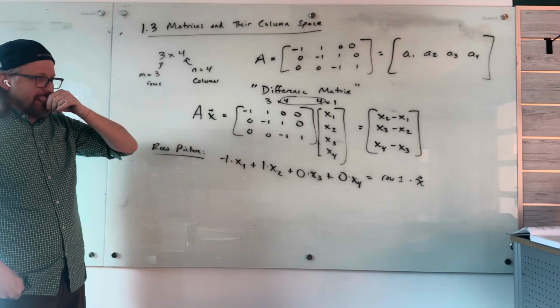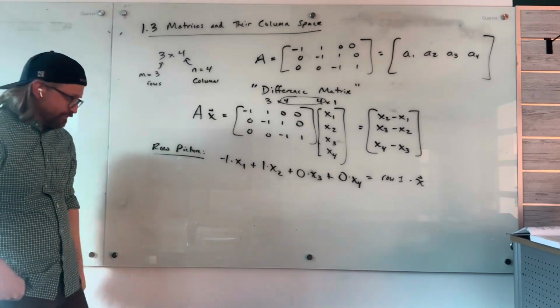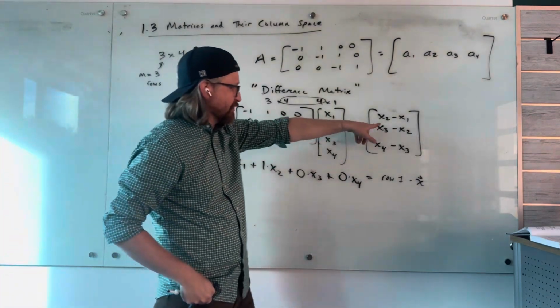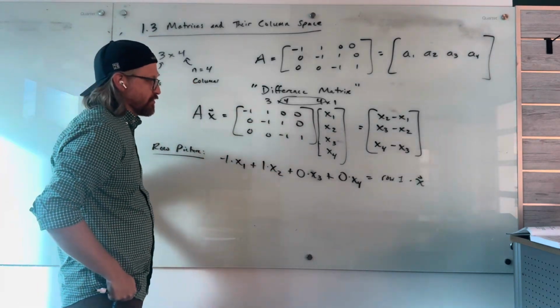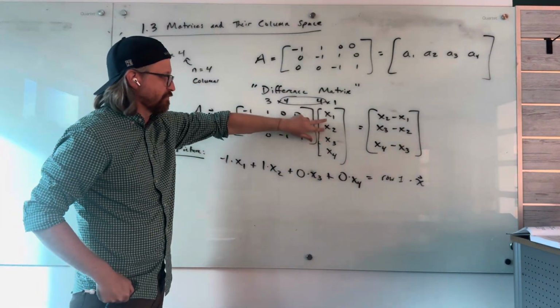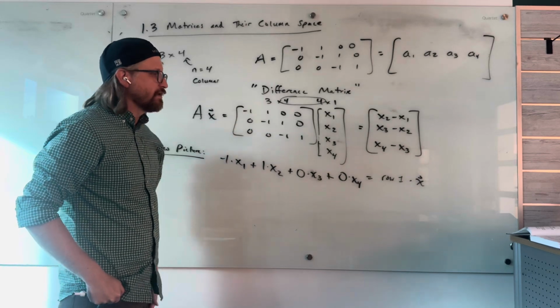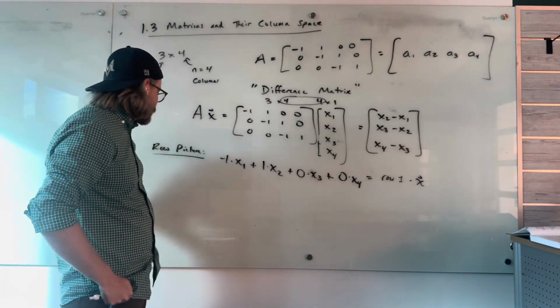But just to point out, again, why this is called a difference matrix: it is because we are subtracting, or finding the difference between, these subsequent entries, 2 and 1, 3 and 2, and 4 and 3, when I'm pairing them up. But this is the row picture.